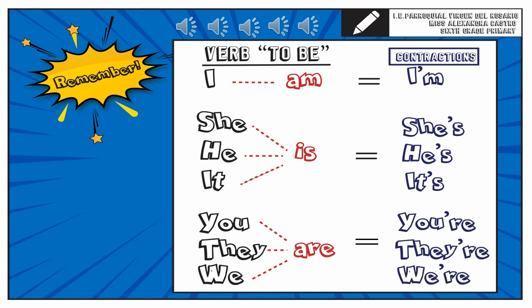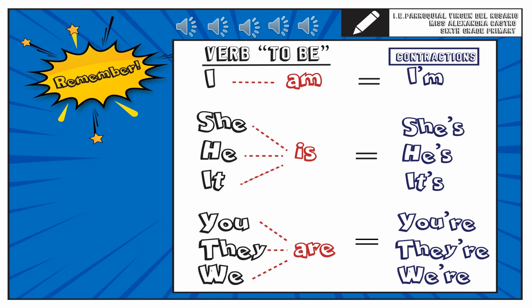El contraction de she is es she's. Ella es, ella está. El contraction de he is es he's. Él es o él está. El contraction de it is es it's. Eso es, eso está.